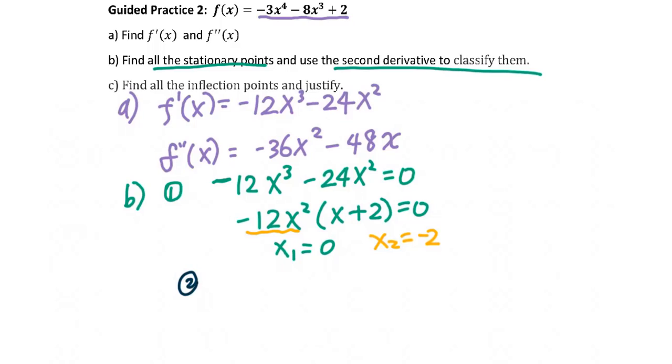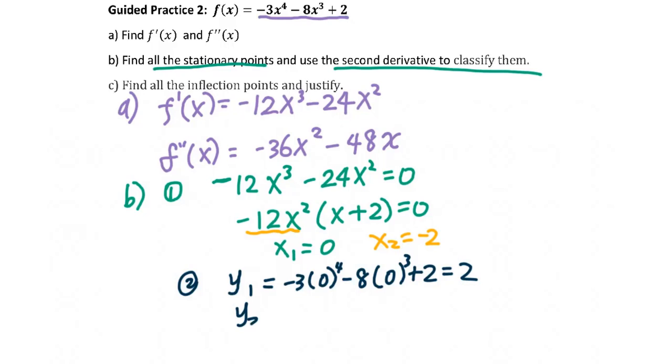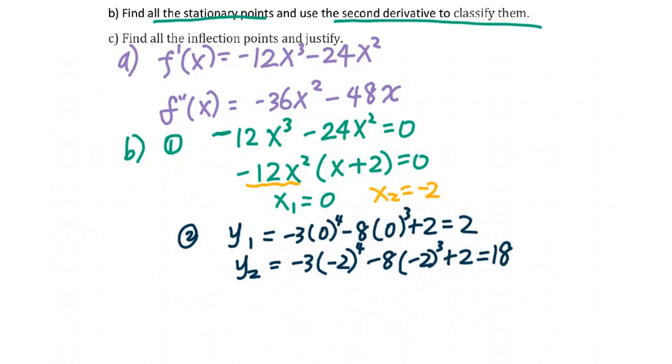Then second step, you will get y1. You will plug 0 into the original function. You will get negative 3 times 0 to the fourth power minus 8 times 0 to the third power plus 2. You will get 2. For y2, you will get negative 3 times negative 2 to the fourth power minus 8 times negative 2 to the third power plus 2 equals 18. So you get these 2 points: (0, 2) and (negative 2, 18).